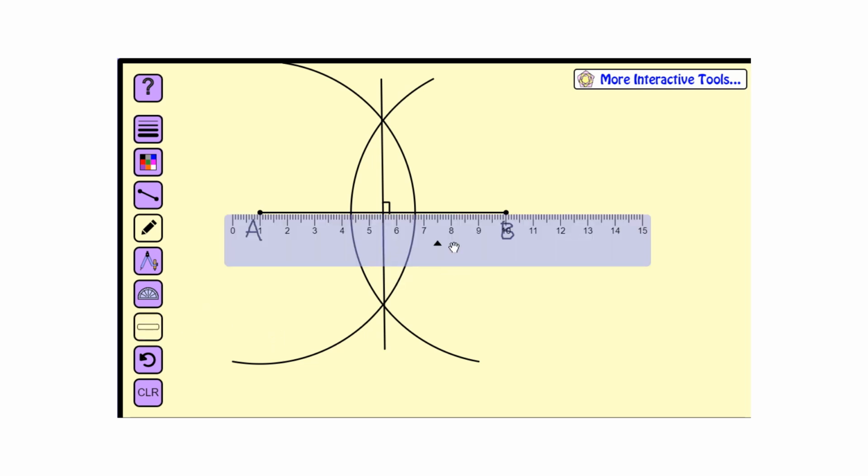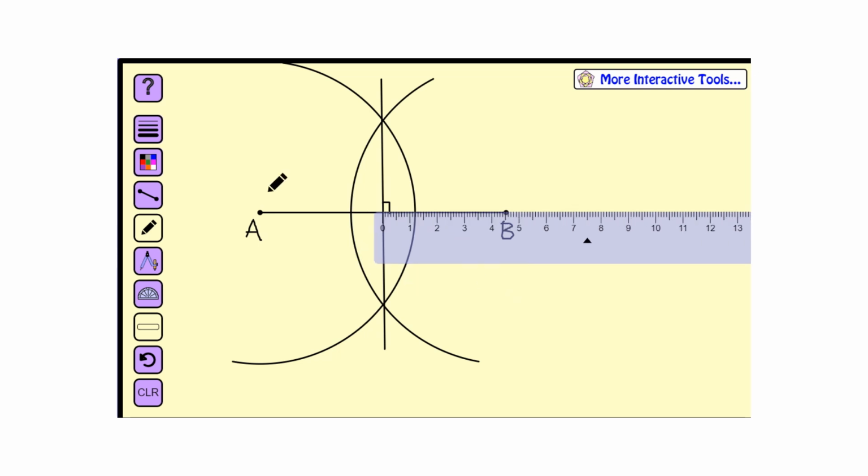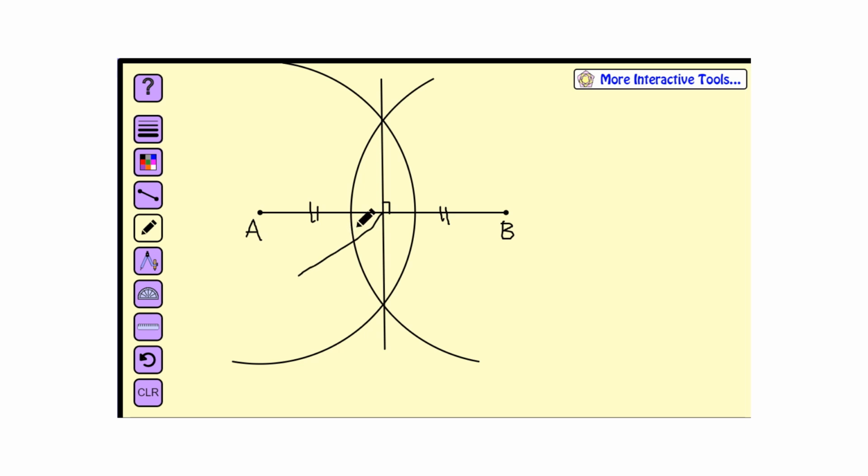And if you measure the distance from A to the midpoint here, it is 4.5. And then from the midpoint to B is also 4.5. So this distance here is the same as this distance here. So this point here is actually the midpoint of your line segment AB. This is how you can draw a perpendicular bisector.